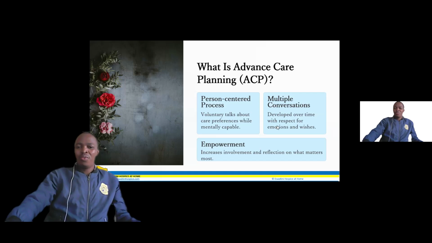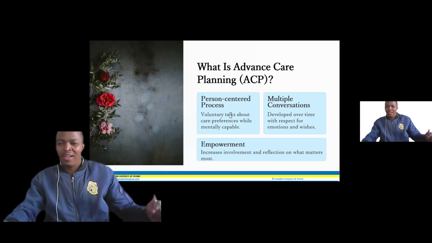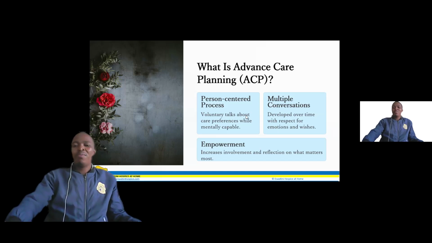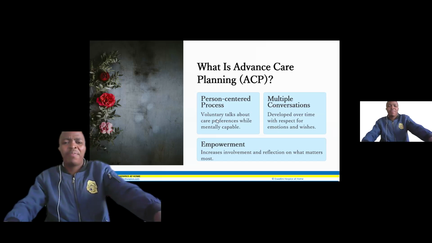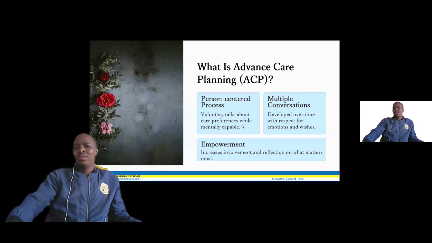So we let them know we will discuss these preferences with them. So, for example, I might say, I would like us, when we meet next time, to discuss your care preferences going forward. So this will help you. So when we're talking about ACPs, we are talking about that.